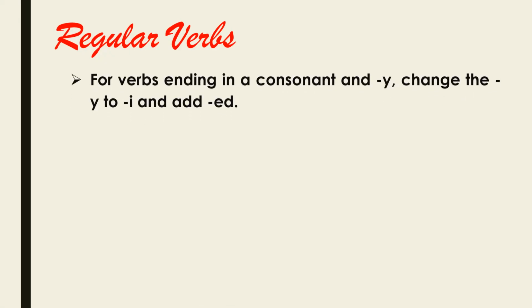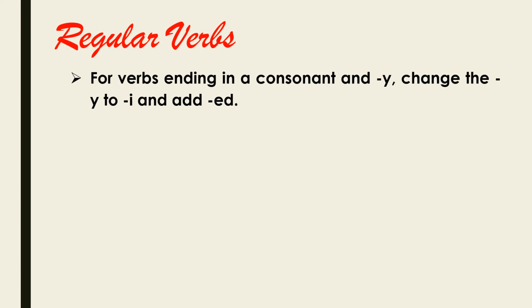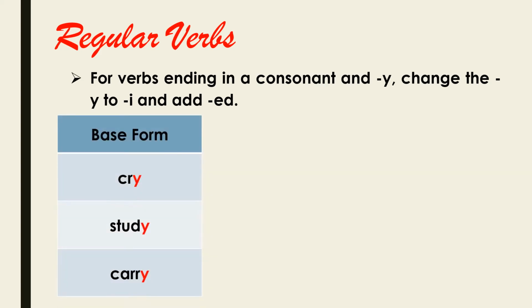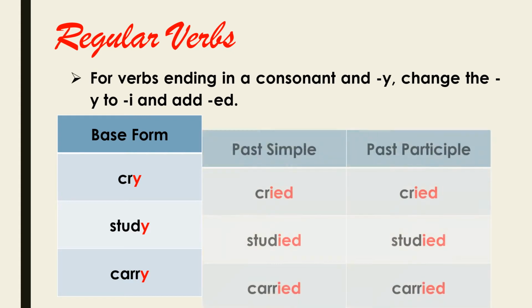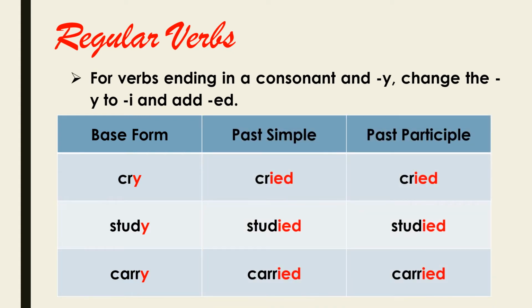However, there are regular verbs which end in a consonant and Y, like these examples. Cry, study, and carry end in Y. In this case, we change Y to I and add ED to form their past simple and past participle. It will now become cried, studied, and carried in both past simple and past participle.